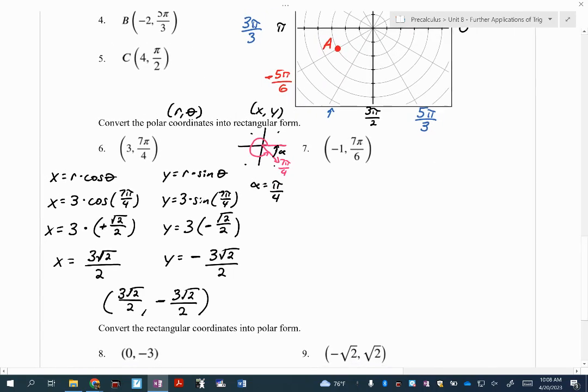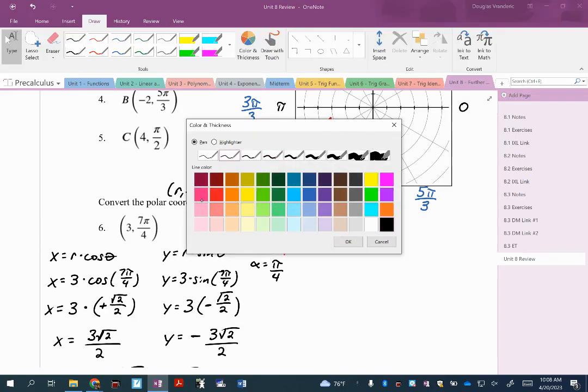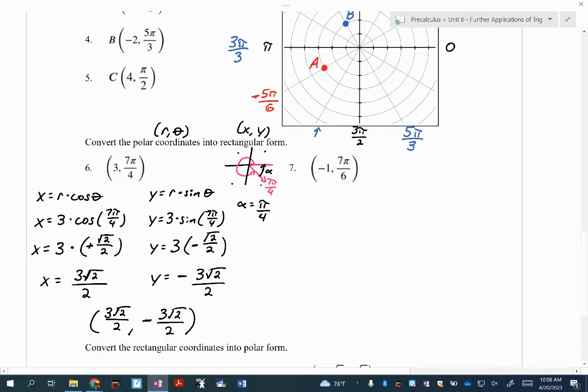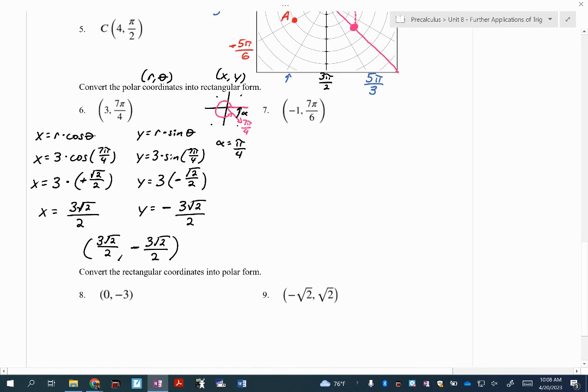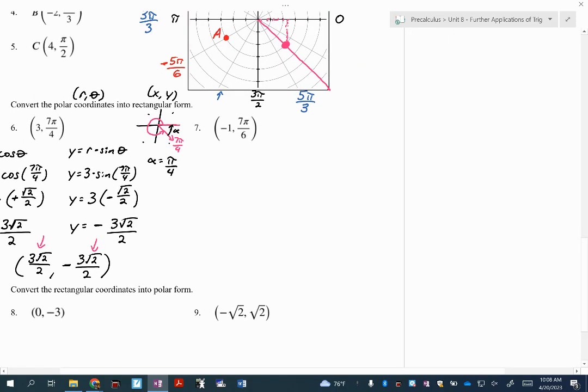If I were to plot this, and I'll use a different color, I'll use pink. If I were to plot this point on this polar coordinate up here, 7 pi over 4 would be right in the middle, right? And if I went 1, 2, 3 units, you can see that this ordered pair is going to have a positive x value and a negative y value, which makes sense, right? I got a positive x value and a negative y value. So I always do that to check, just to make sure, hey, does this make sense for my answer? Okay, let's do this next one.